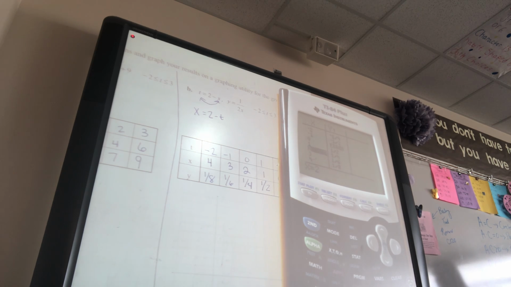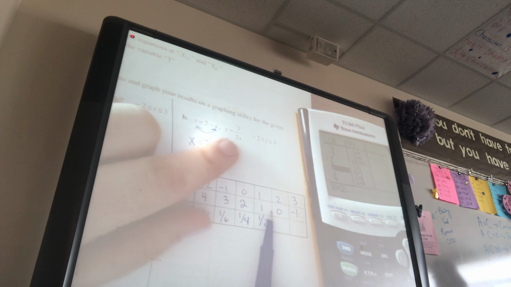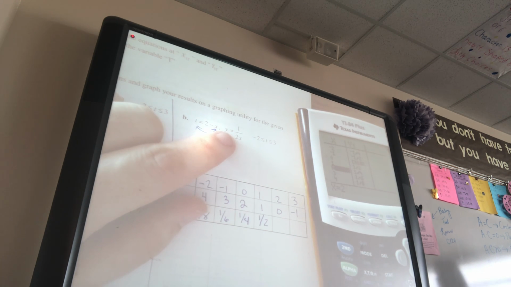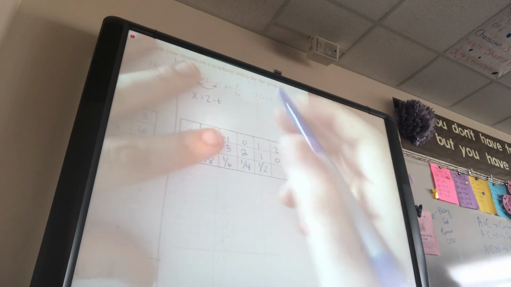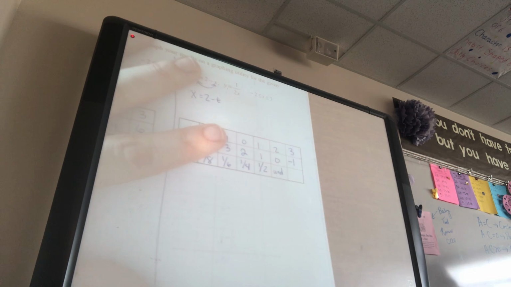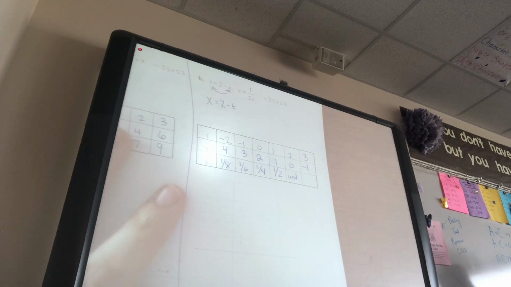Okay, why would I get an error on 0? If I plugged in a 0 to this, what's 2 times 0? 0. And what's 1 divided by 0? Undefined. We cannot divide by 0, right? Now, anytime your calculator gives you an error or undefined, what does that mean graphically?